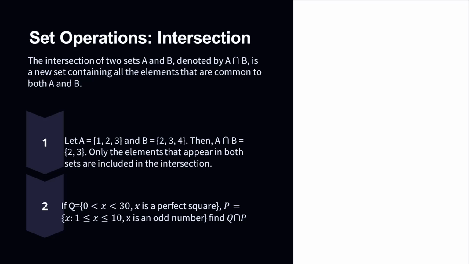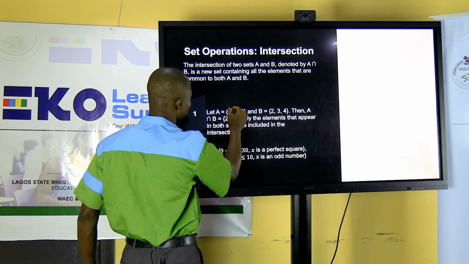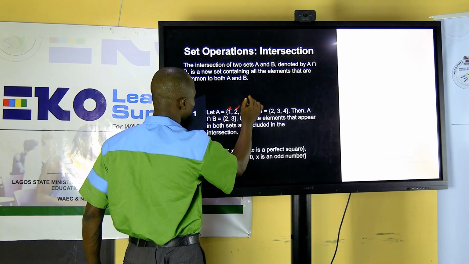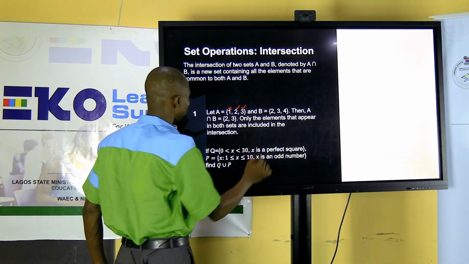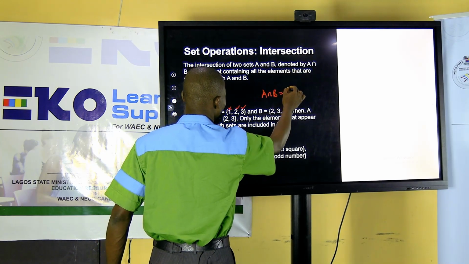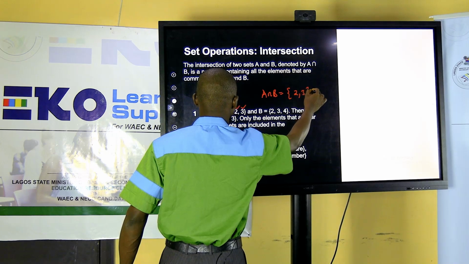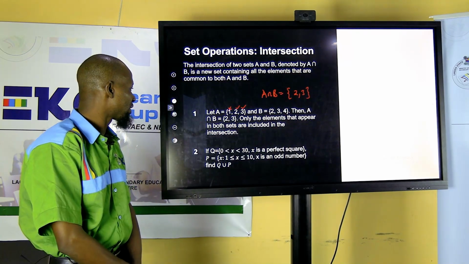Then A intersection B means you bring them together. What is the common element? All right, 1 is not common. 2 is common. Yes, 3 is common. So A intersection B is what? 2, 3. So that is A intersection B.